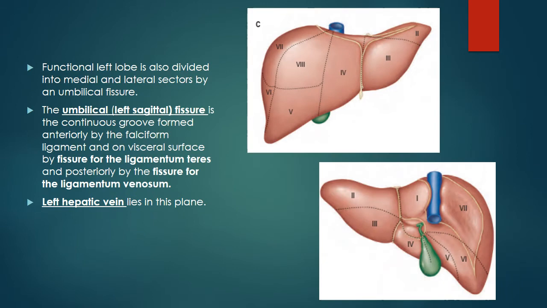Functional left lobe is also divided into medial and lateral sectors by an umbilical fissure. The umbilical or left sagittal fissure is a continuous groove formed anteriorly by the falciform ligament and on the visceral surface by the fissure for ligamentum teres anteriorly and the fissure for ligamentum venosum posteriorly. So, to the left of Cantlie's line or main portal fissure, this is the functional left lobe, which is divided into medial and lateral sectors by this umbilical or left sagittal fissure, and remember that the left hepatic vein lies in this plane.